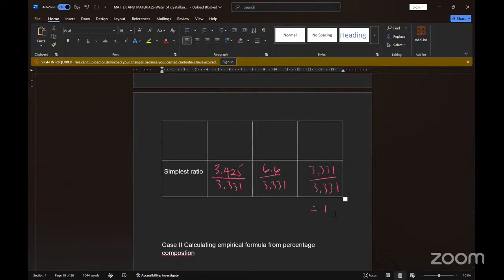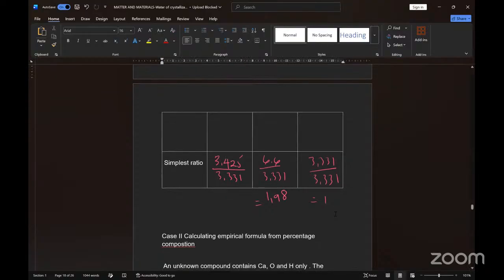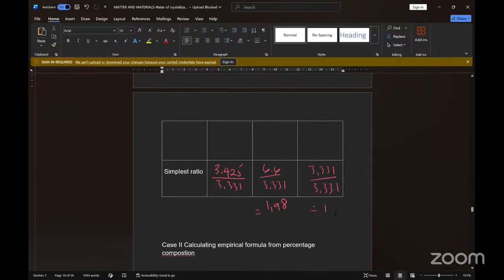6.6 divided by 3.331. This one gives us 1.98. And then this one is 3.425 divided by 3.331. And that gives us this one. So this is for this one. This is for that one. And then this one is 1.028. So we can say 1.03.